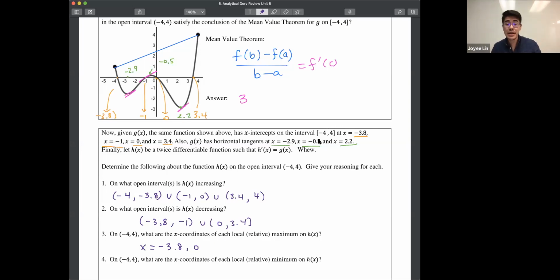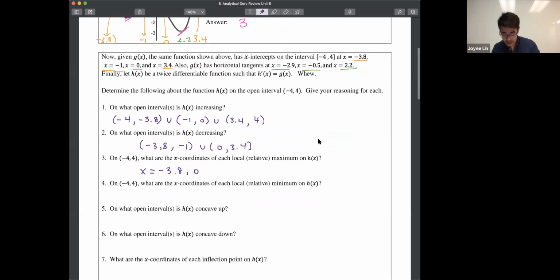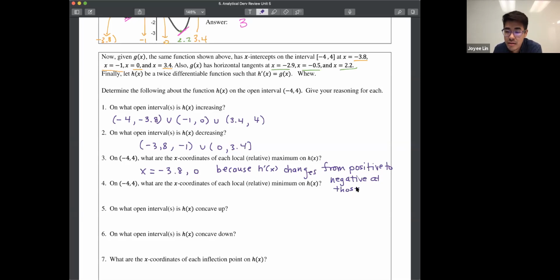And then what I want you to pay attention to is how you actually justify it if you get a question like this on the test, right? So you could say something like, because h prime of x changes from positive to negative at those values. Right, similarly, we can do the same thing with part 4.